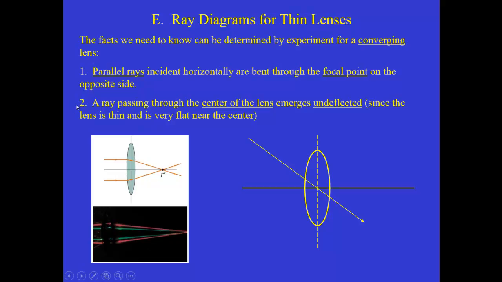And then, secondly, we can also show that a ray passing through the exact center of the lens is bent once on the front surface and then again on the back surface, and it's easy enough to prove that the path that it has at the very end is parallel to the incident path, as long as the lens is thin. And if the lens is really thin, then there's really not very much of a shift at all as a result of these two refraction events. So we will take the approximation that this ray passes through the center of the lens and emerges undeflected.